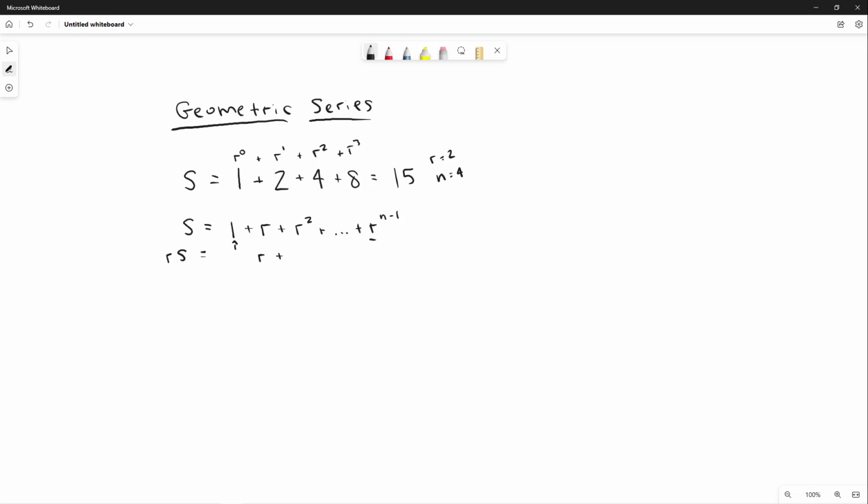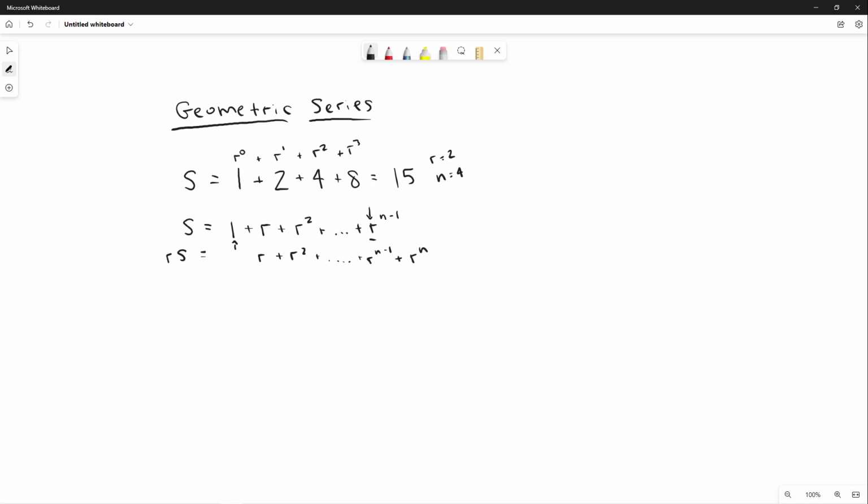The next term is R times R, which is R squared, and then we will do plus dot dot dot, and then the term right before the last term in this example is R to the n minus 2. So R to the n minus 2 times R is R to the n minus 1, and then the last term, we're multiplying R times this last term in the line above, and it becomes R to the n.